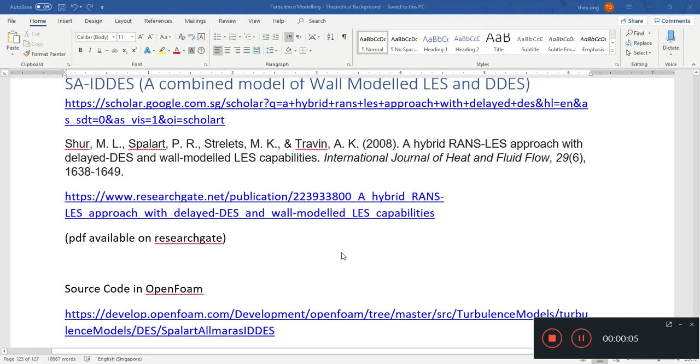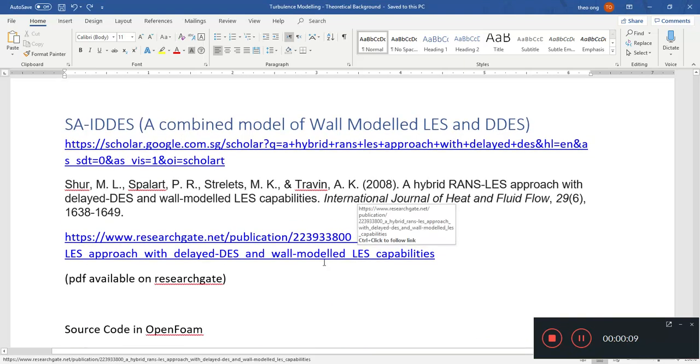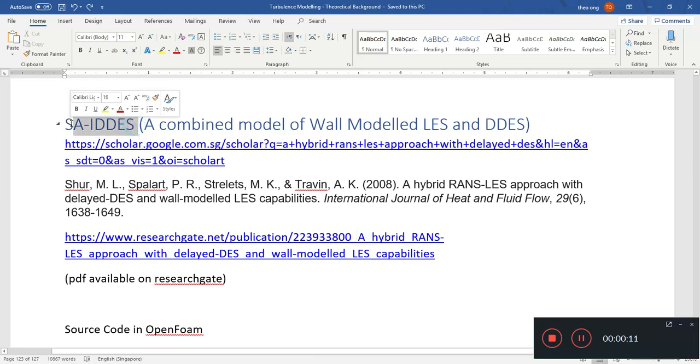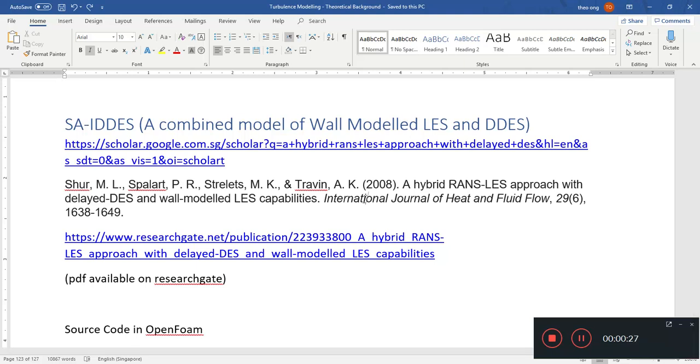We're going to continue the theoretical background discussion. Today we're going to talk about the Allmaras improved delayed detached eddy simulation, or SA-IDDES for short. So what is this basically? The long and short of it is that it's a combined model of wall-modeled LES and DDES. So it's a hybrid of two other models that we are already familiar with.